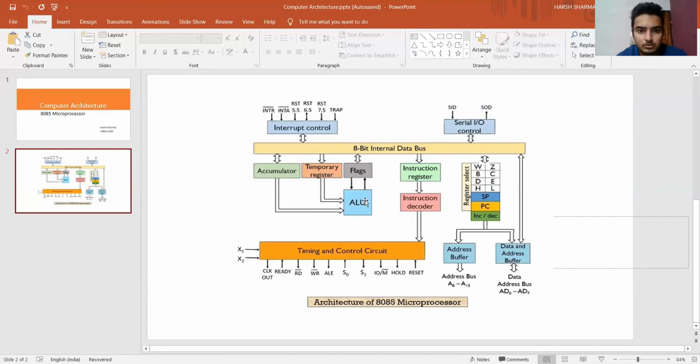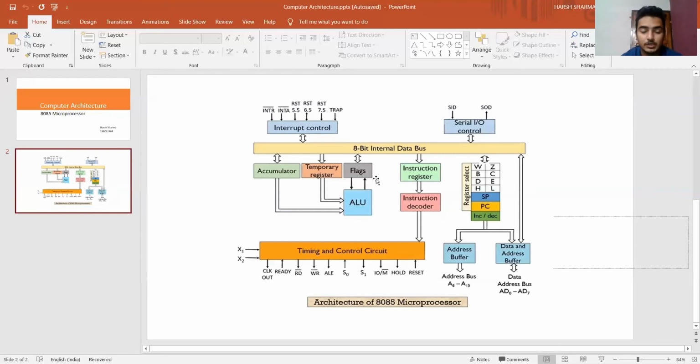After that we have flags. Flags are also known as status registers. There are 5 types of flags: zero, carry, auxiliary carry, sign, and parity. The flags will only store the status of the output, it will not store the output.